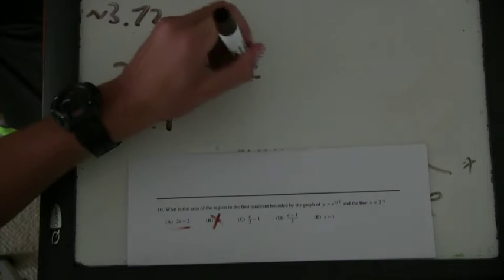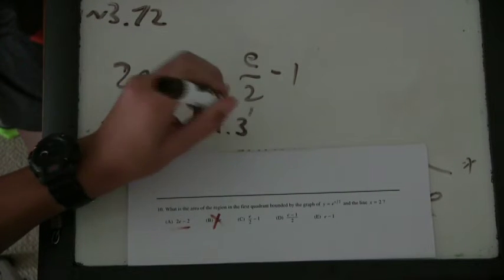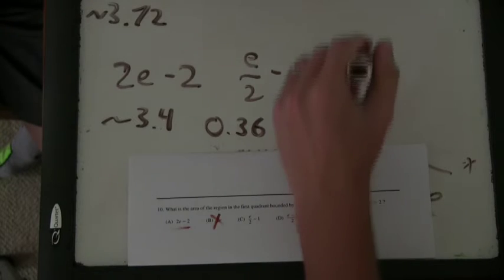Okay. Next one is e over 2 minus 1. Well, this seems too small. Because e over 2, we said, is about 1.36, which seems way too small. And then minus 1, so it's actually 0.36. It's even smaller, so that seems too small because we were only adding on that tiny sliver.